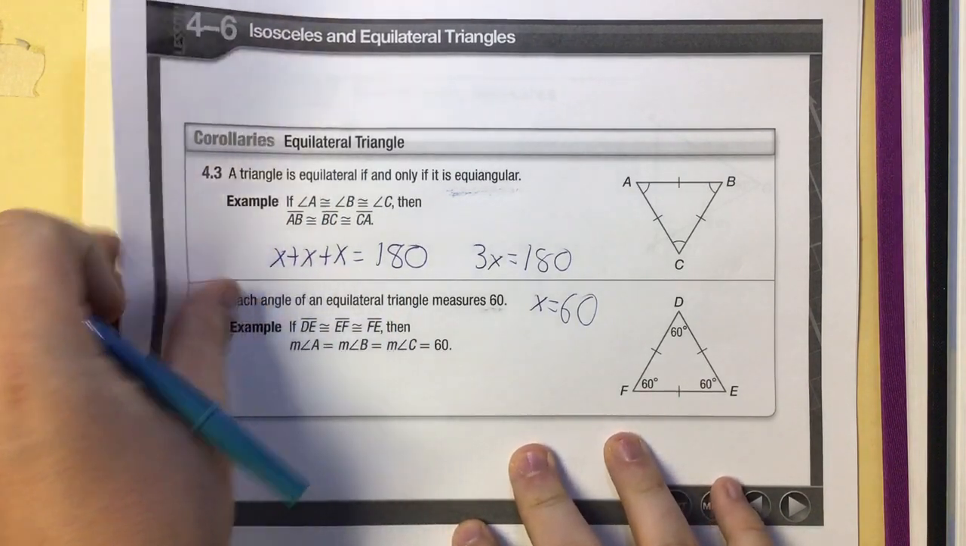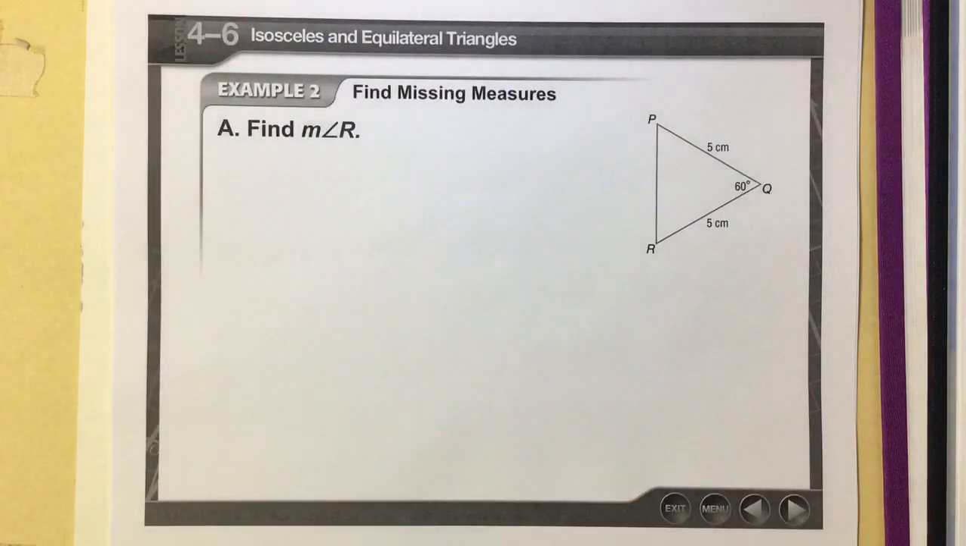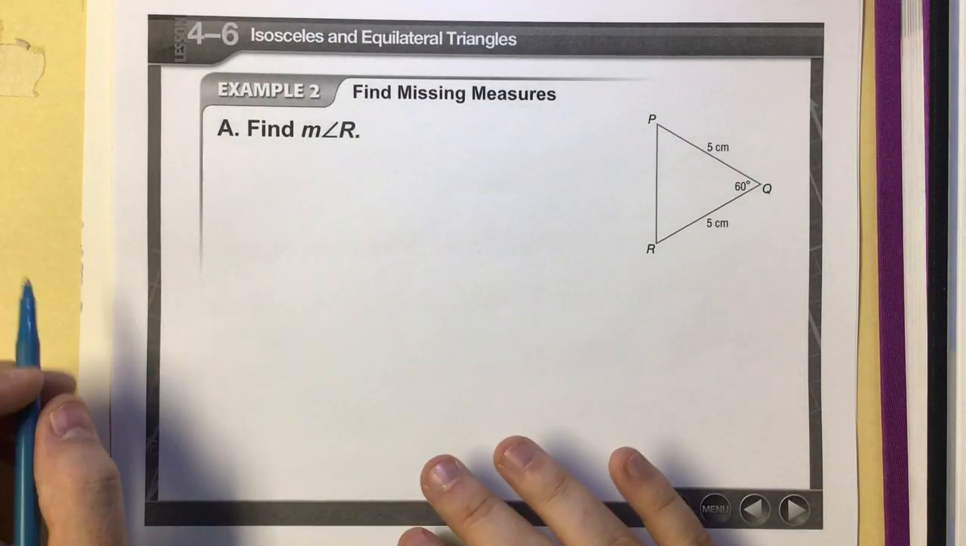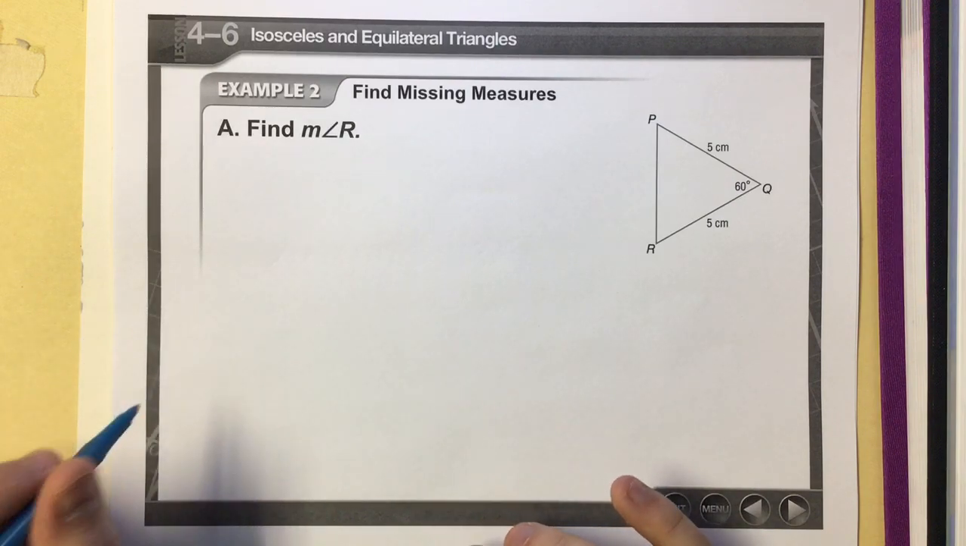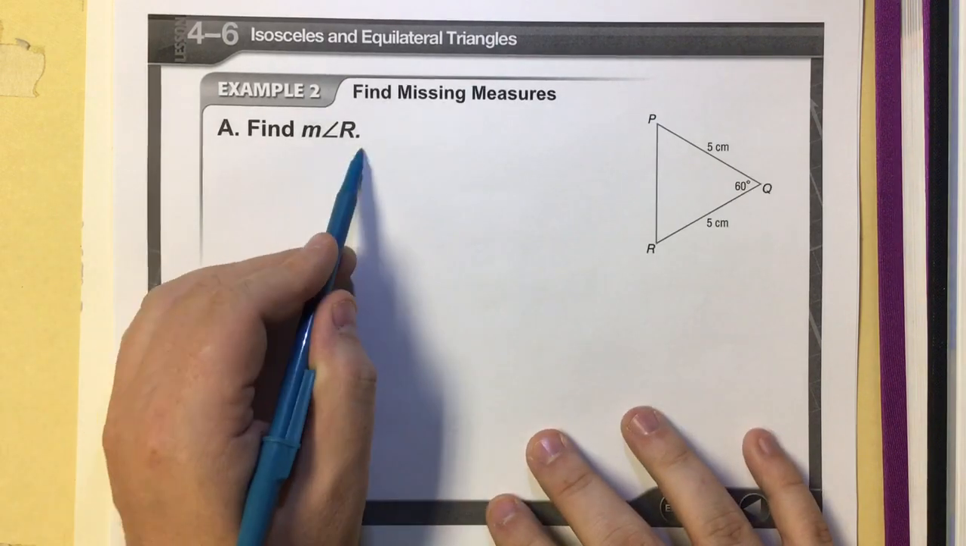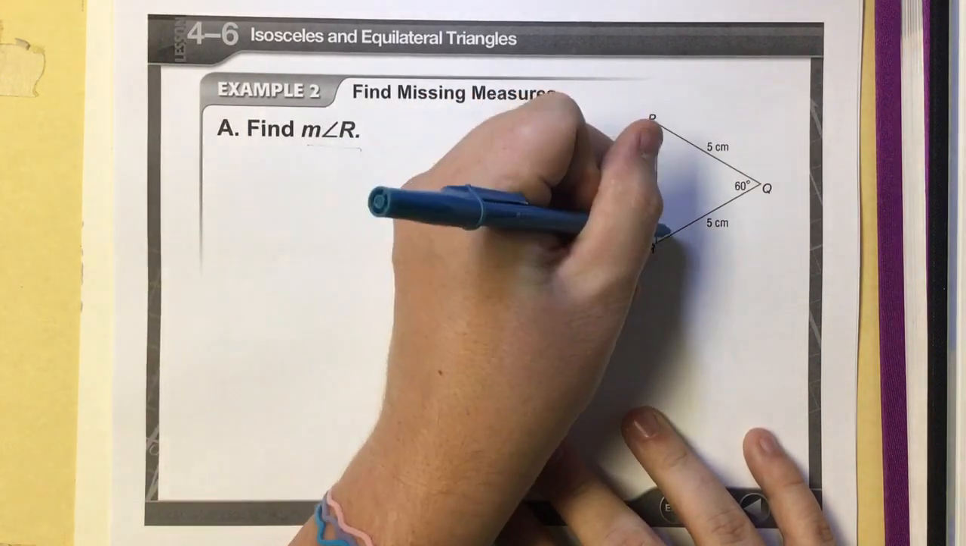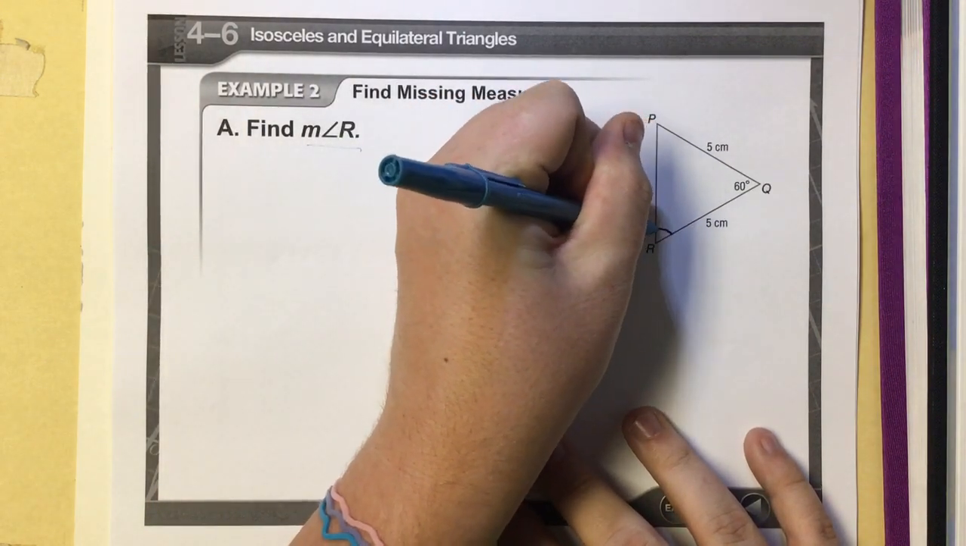So if all three sides or all three angles are congruent, it's equilateral and equiangular. All three sides are the same, and all three angles are 60. In this case, it asks us to find the measure of angle R, this angle right here.